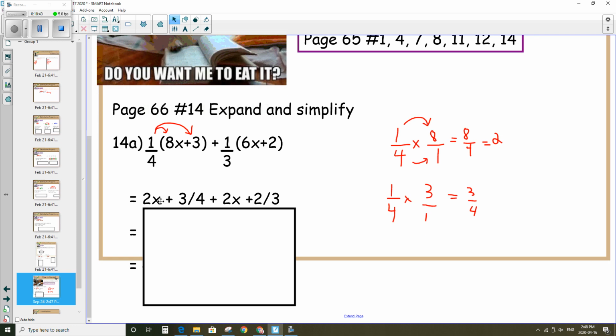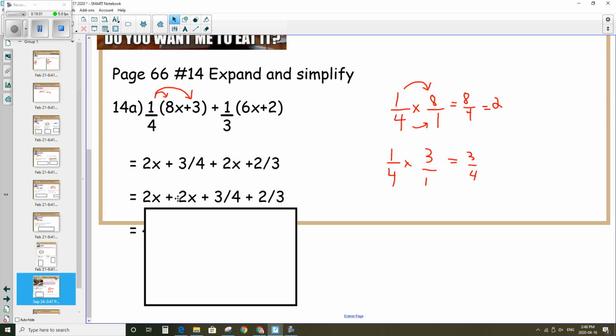So 1/4 times 8x is 2x, 1/4 times 3 is 3/4. That's what I showed on the side here. Use the same method for the second part. 1/3 times 6x is 2x, and 1/3 times 2 is going to be 2/3. So now you're going to collect like terms. 2x plus 2x. I'm going to write beside each other the terms that we're going to group together. So 2x plus 2x we're going to group together, and then the 3/4 plus 2/3 we're going to group together.